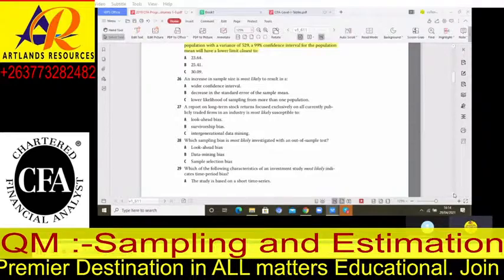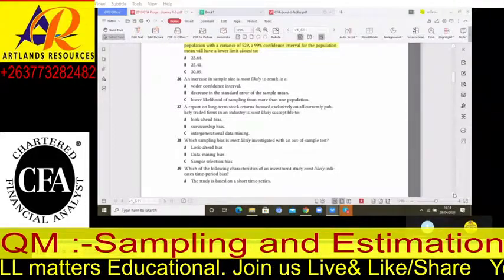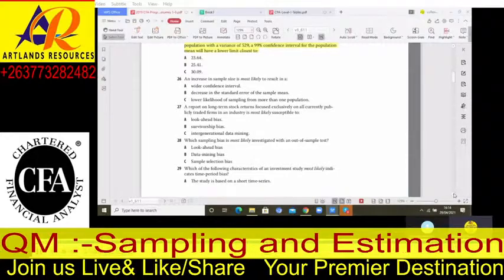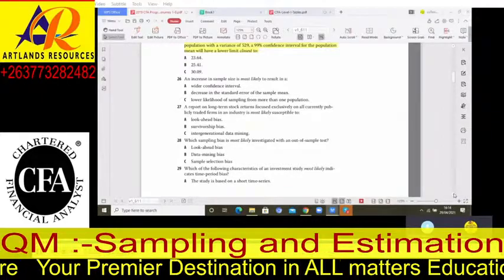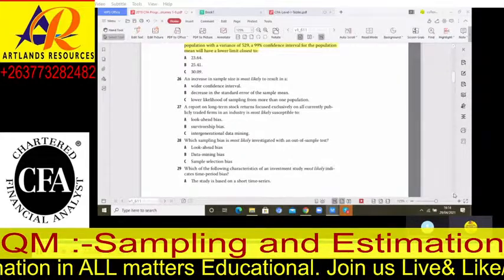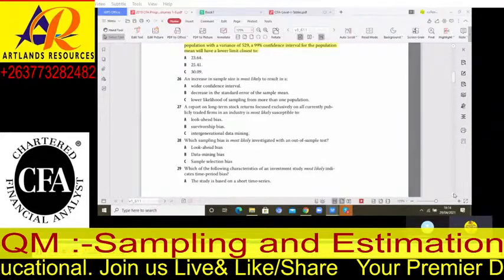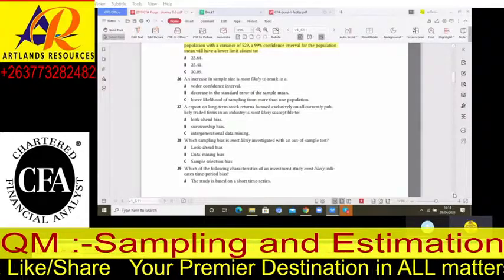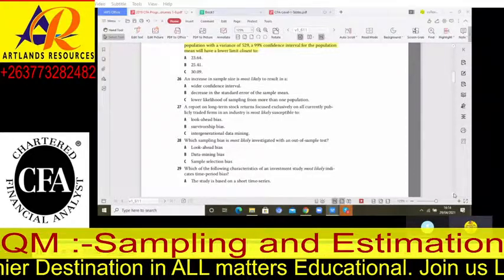Right? And then, which sampling bias is most likely investigated with out-of-range sample test? Or we call it out-of-sample test. Sorry, I'm using my own words there. I think data mining bias. Yes, data mining bias, because it's when data was gathered for a particular purpose in mind, and then you use that same data for your own research. You may be mining from a wrong mine. You may be using data which might not have been gathered for that particular purpose.